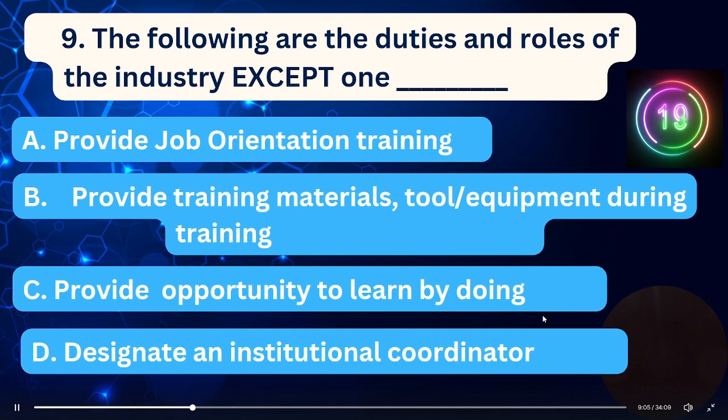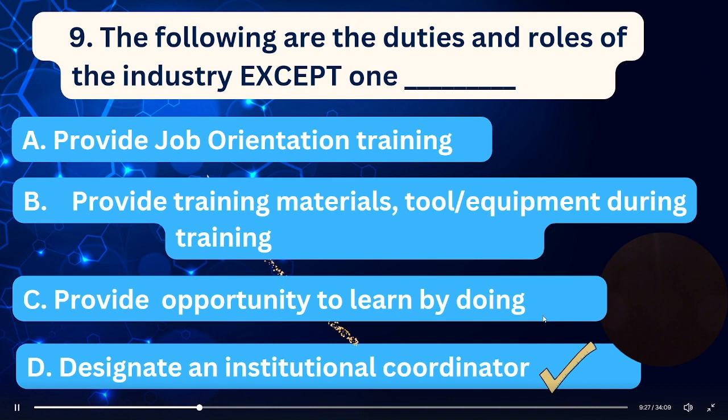Number 9. The following are the duties and roles of the industry except one. A. Provide job orientation training. B. Provide training materials, tools, equipment during training. C. Provide opportunity to learn by doing. And letter D. Designate an institutional coordinator. Answer, letter D. Designate an institutional coordinator.